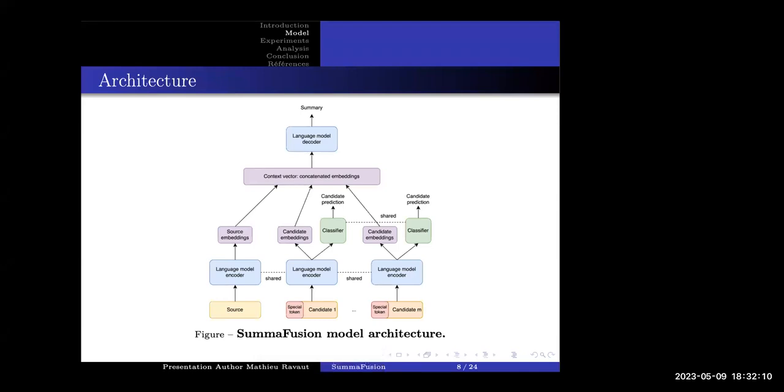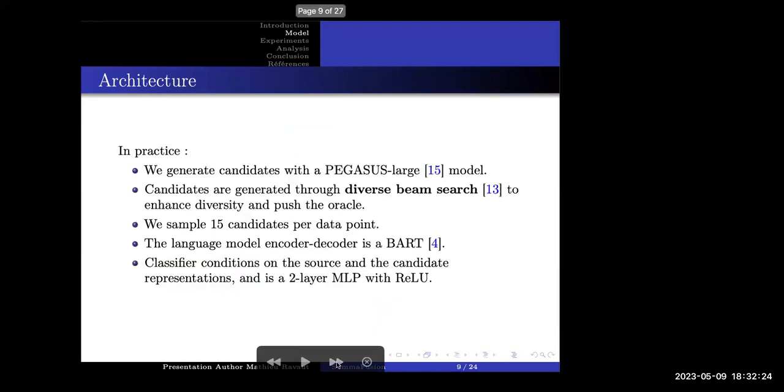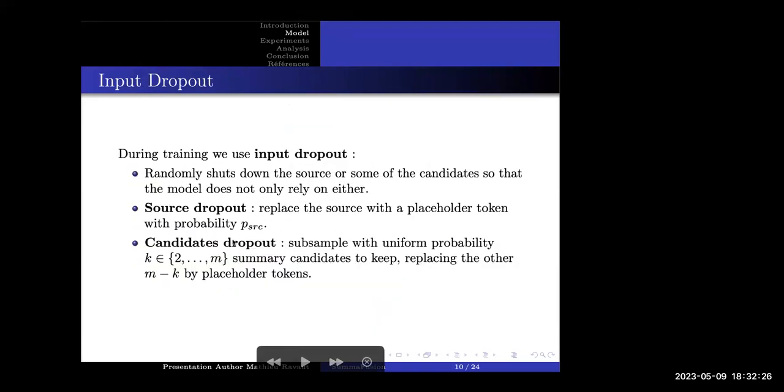If we're using, for instance, few-shot, XSum Pegasus summary candidates, well, they already reached a ROUGE-1 over like 47. That's already a strong summary candidate. So to prevent this, input dropout is quite important. Input dropout comes in two flavors here. We have source dropout. So we would randomly replace the entire source with a placeholder token with probability P source. I think we use 0.2 during training.